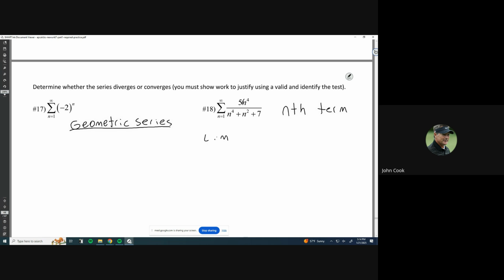You can probably already see the degree in the top is the same as the bottom. It goes to something other than 0. So this is the nth term test for divergence. Okay, so since the degree in the top and the degree in the bottom are the same, compare the coefficients, and it just goes to 5, which is not 0, and therefore this thing will diverge by the nth term test for divergence.